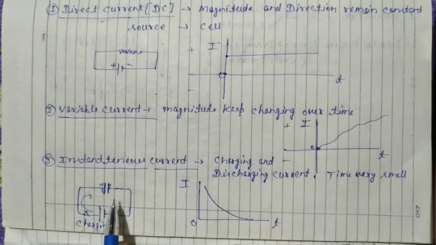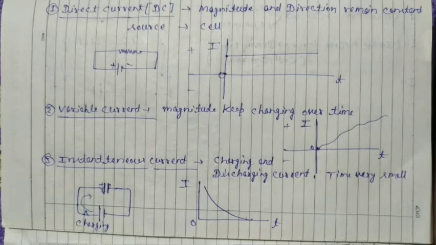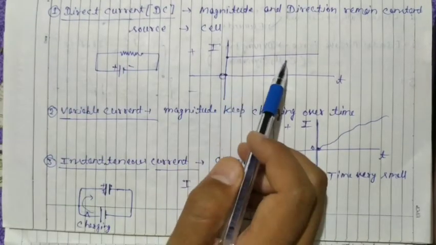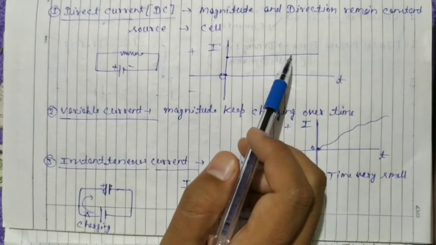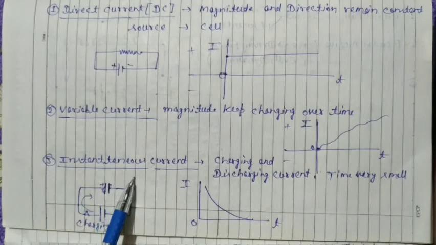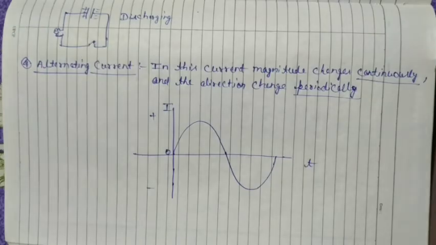Here, this is known as charging because we are charging a capacitor. Both are instantaneous current. This is DC current, graph of DC current, variable current, instantaneous current, and the most important is alternating current.